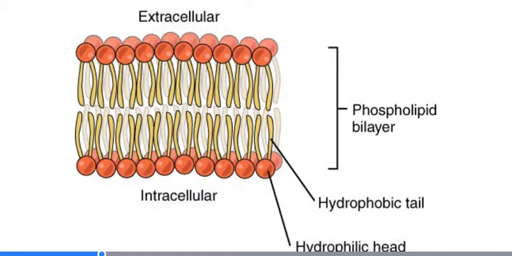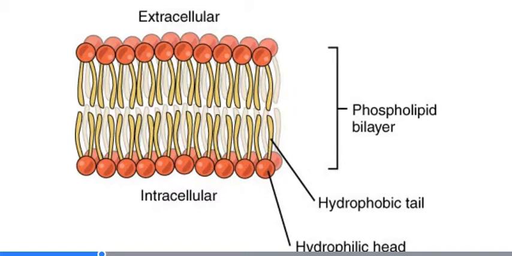Because of the dual properties within a phospholipid, it will naturally take on a configuration in large groups in a water environment, where it forms a phospholipid bilayer. Now, in small numbers, it'll form a different structure called a micelle, but we're more interested in the phospholipid bilayer structure.